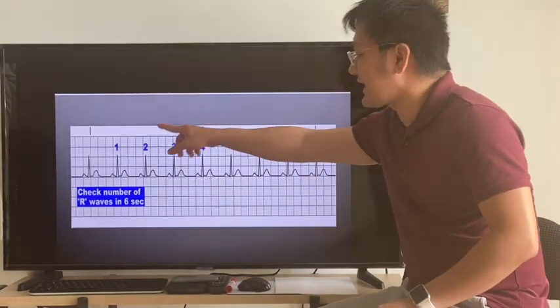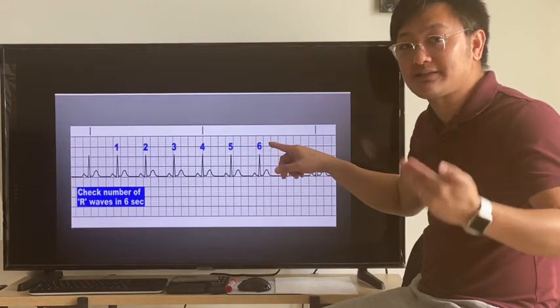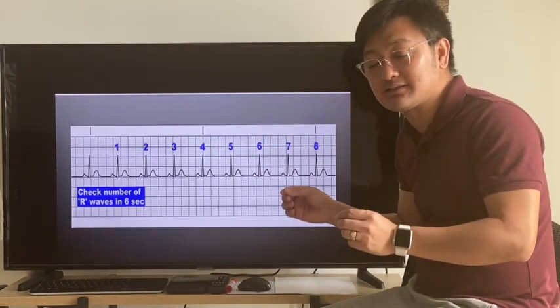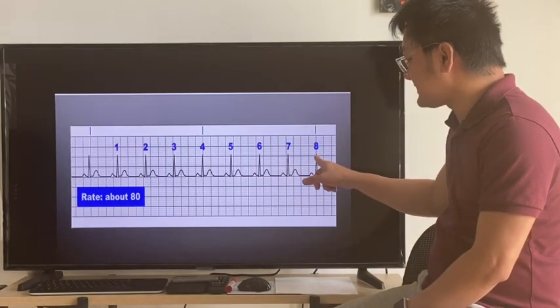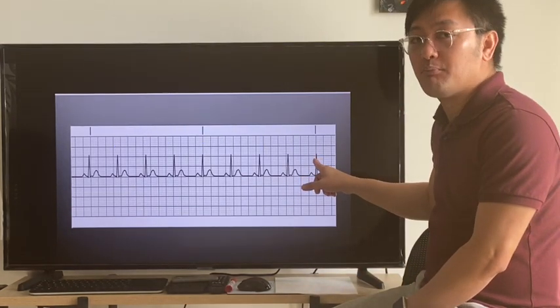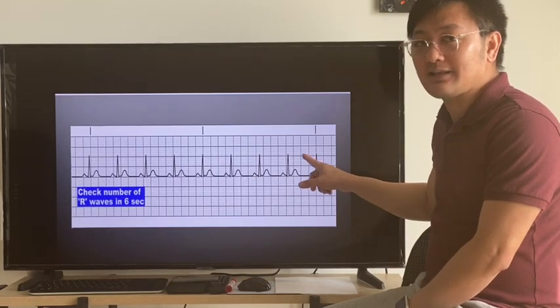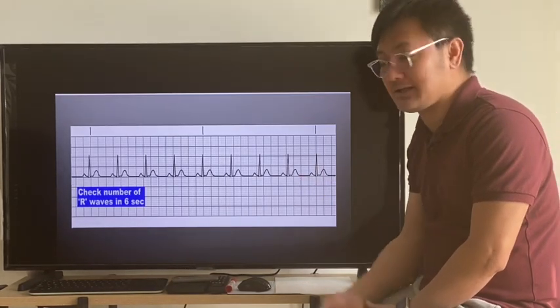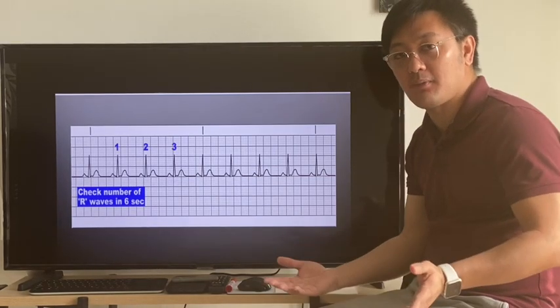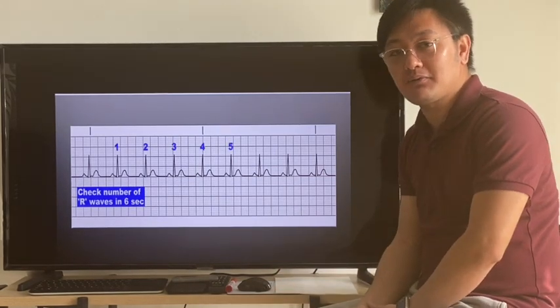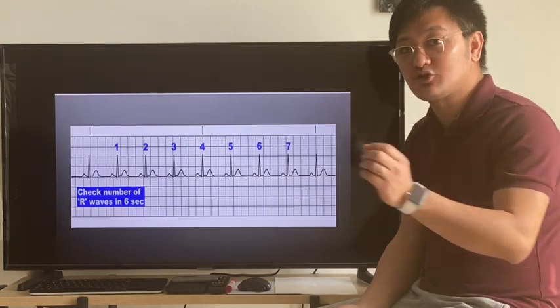Why multiply that by 10? Because if this is a 6-second strip, you multiply that by 10, that becomes 60 seconds. 60 seconds, that's 1 minute. So if you have 8 R waves inside the 6-second strip, multiply that by 10, 8 times 10, the product is 80. That is the heart rate of your patient: 80 beats per minute. Is it normal? Yes, it is, because the normal rate is from 60 to 100.